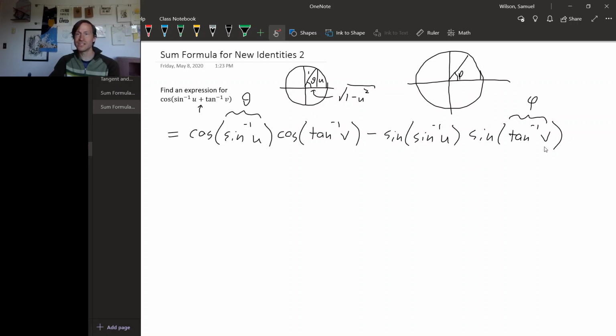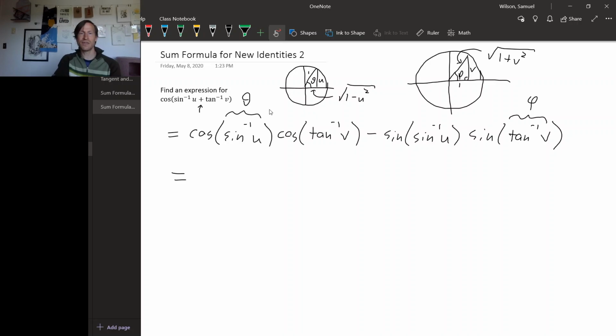And that's inverse tangent of v, so we need to label the sides in this little right triangle so that the tangent of the angle is v. Tangent is opposite over adjacent, so if we put a v here and a 1 there, then tangent of phi really is v. And that makes the hypotenuse here the square root of 1 plus v squared. All right, now we're ready to simplify all of these trig expressions.